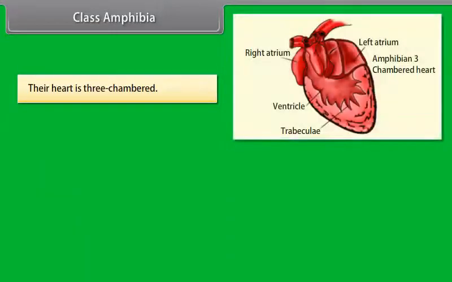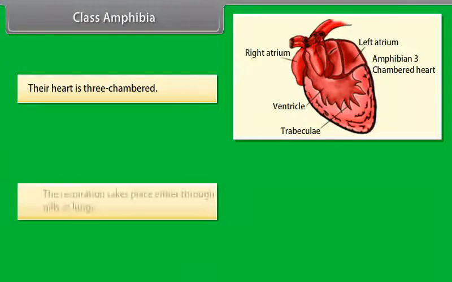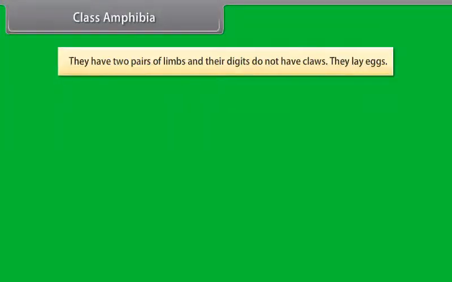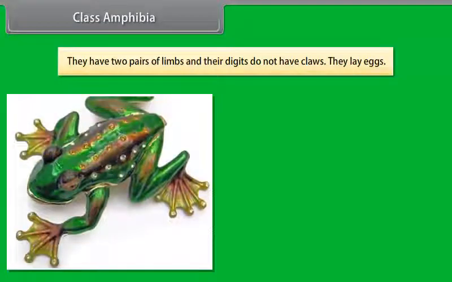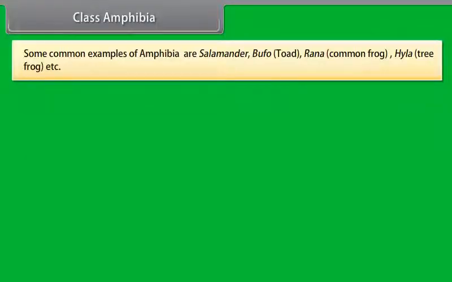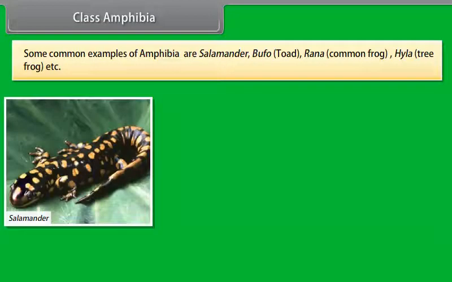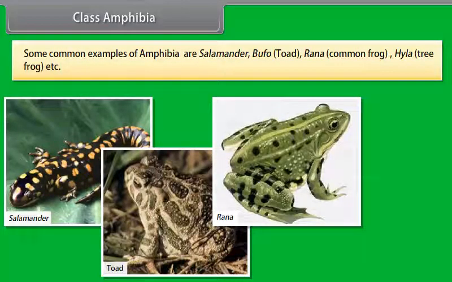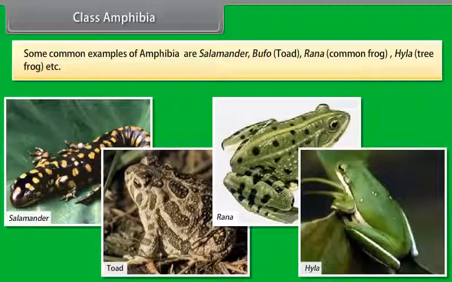Their heart is three-chambered. The respiration takes place either through gills or lungs. They have two pairs of limbs, and their digits do not have claws. They lay eggs. Some common examples of amphibia are salamander, Bufo, toad, Rana, common frog, Hyla, tree frog, etc.